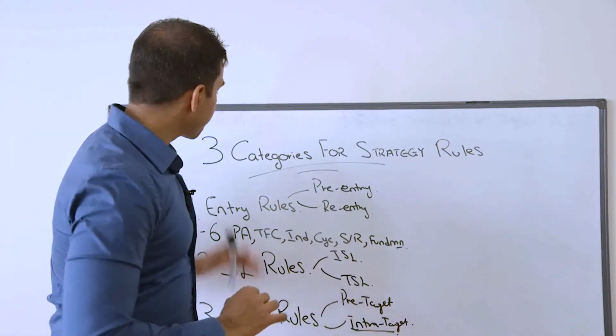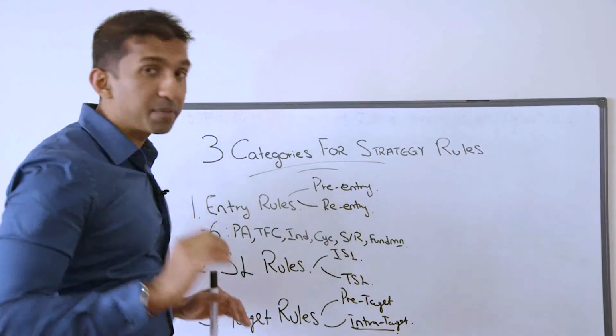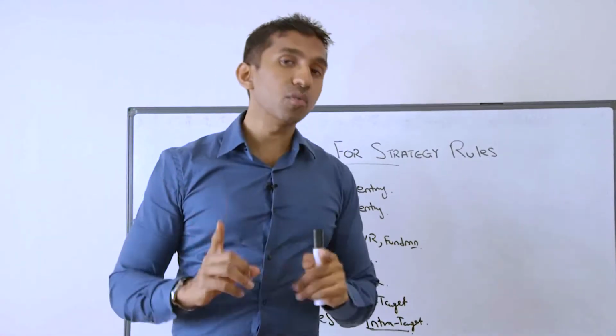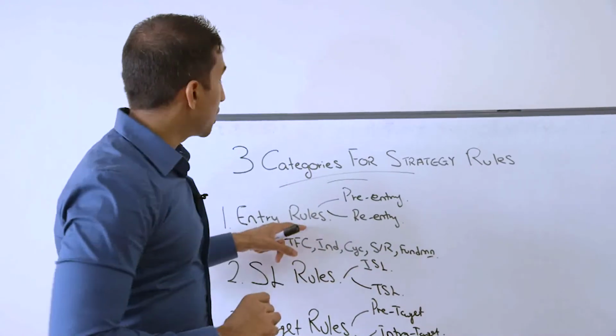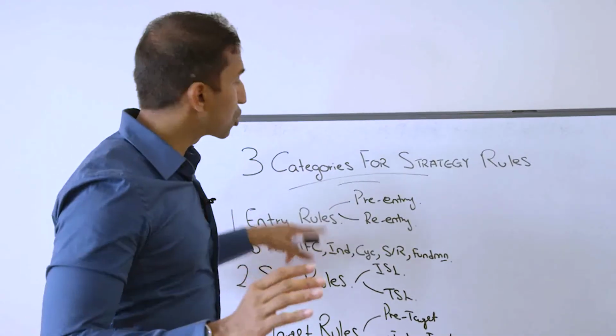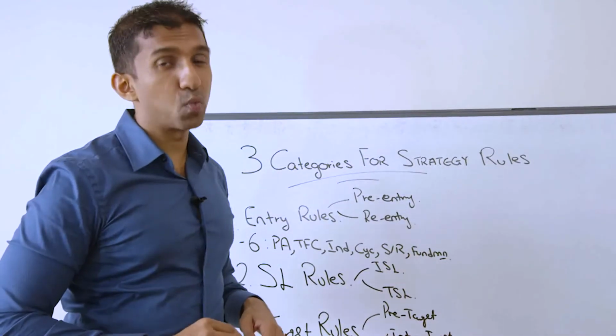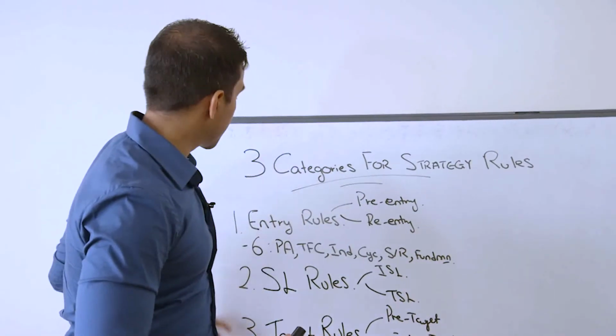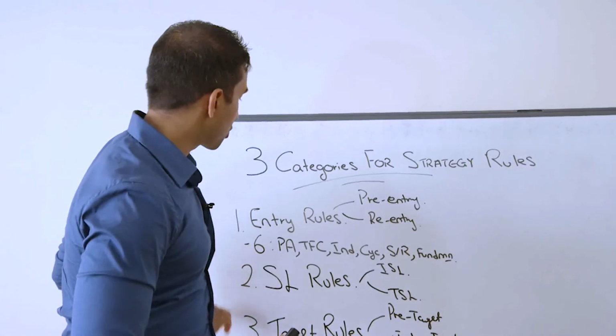Okay, so those are the three categories that you definitely must have in your strategy rules so as to consistently execute them. And not only have those rules, so as to remove doubt and emotions, you need to quantify those rules as well so that you can really help towards your consistent execution. So the three things in summary again: entry rules, stop loss rules, and target rules.